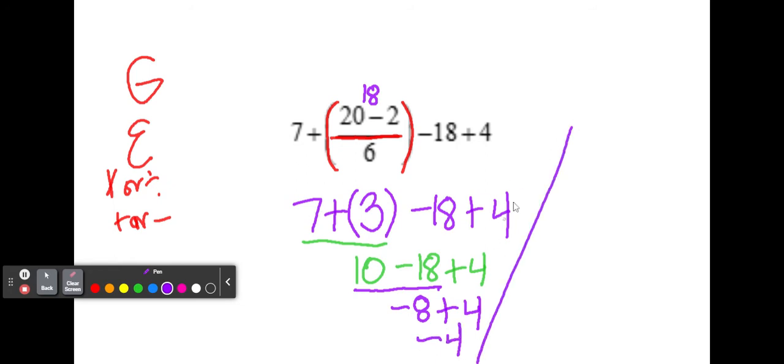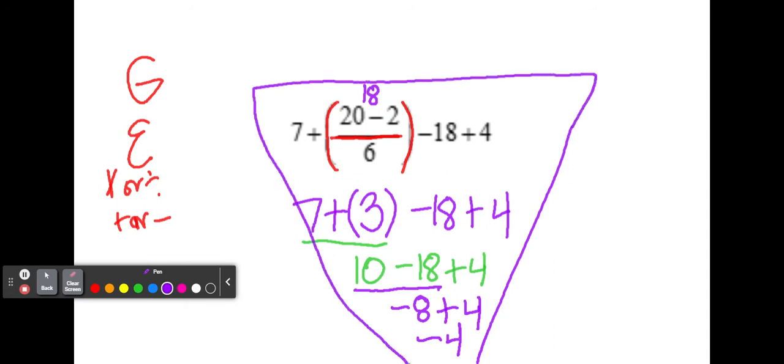So see how I've got this kind of Dorito chip because I go one step at a time. And now that you're in higher math, it's going to be a longer expression like this. All right, so let's try this last one.